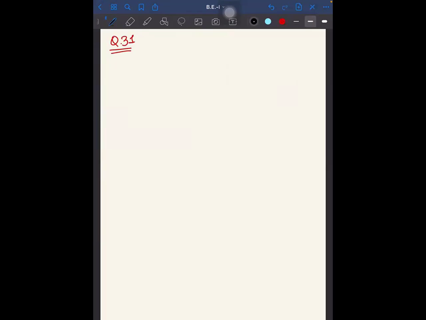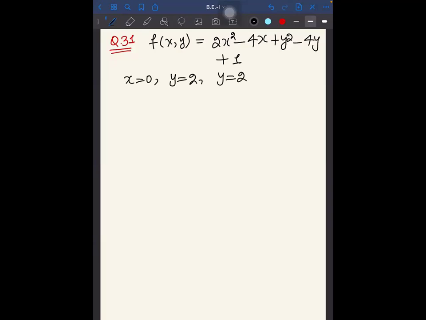So f of xy is given to us, (2x square minus 4x plus y square minus 4y plus 1), and we have those boundaries. That means x equals 0, y equals 2, and y is equal to 2x. So you should draw it, but you should try to draw only boundaries, not the function itself. Okay. So just try to draw the boundaries in 2D. That's it. That's more than sufficient.